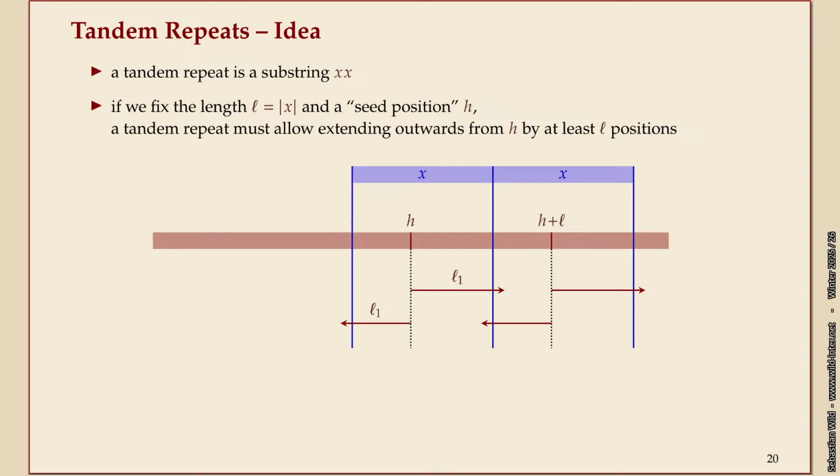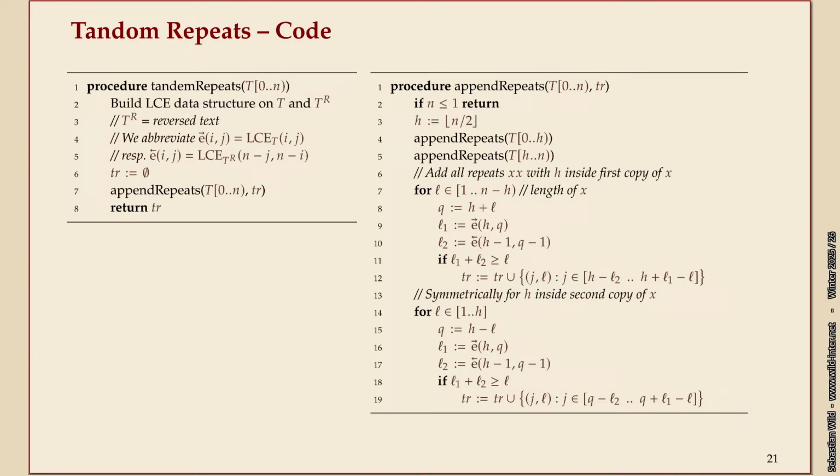All right, so in its full beauty, that's what the code for this looks like. We have a recursive function where we do this C and D part. That's for checking all the tandem repeats where we have H, the middle position, in the first copy of X. We have to go through all possible lengths of that X. And then it's a bunch of math for computing the right LCE queries. So you have to kind of play this out on an example, but it's not conceptually hard.